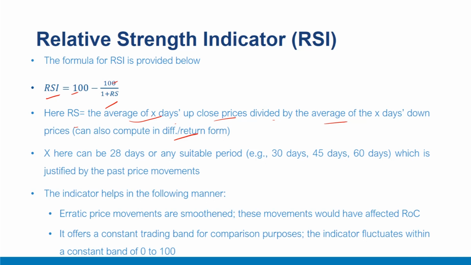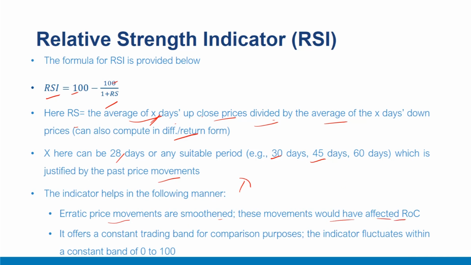Here X is the number of days, for example 28 days or 30 days, 45 days, whatever suitable period for the analysis which is justified by the price movements. The indicator has several advantages. For example, the erratic price movements are smoothed because of the averaging. These movements would have affected the ROC computation.